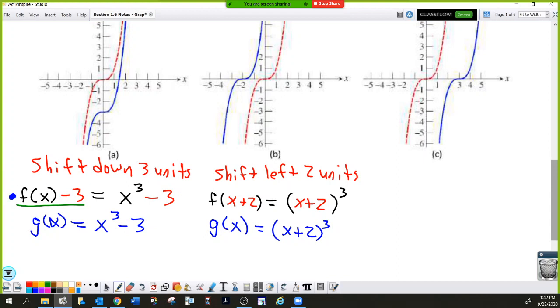And the last one: what do I have to do to that red dotted curve to make it become the blue solid curve? Ethan? You're telling me what the rule is, but I just want you to describe it in words. What do I have to do to the red curve? Perfect. Shift right 3 units. I'll write that first, and then I'll say what you said. Shift right 3 units.